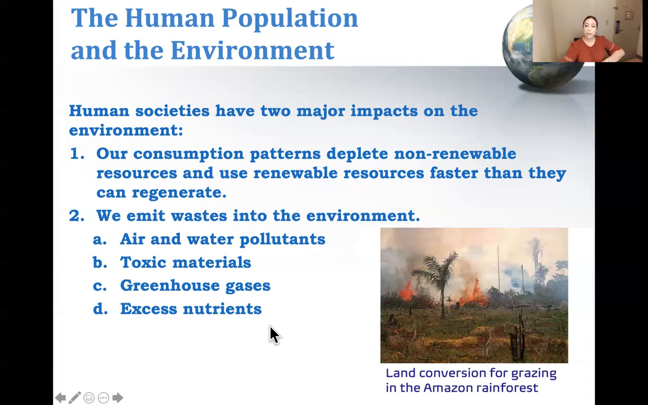And then I put a picture here, land conversion for grazing in the Amazon forest. Hopefully you all heard about these huge fires in the Amazon. Well, those were started because so many people were going into the forest and doing this slash and burn agriculture where they burn down the vegetation so they can plant crops.